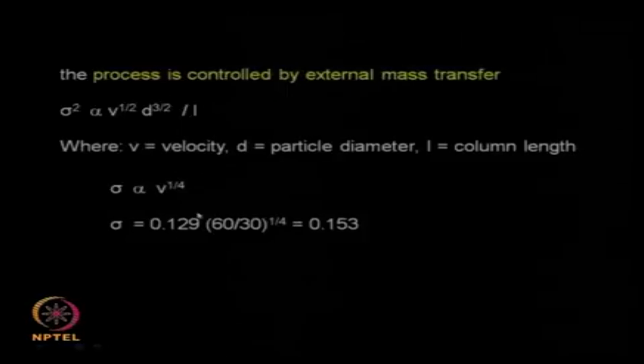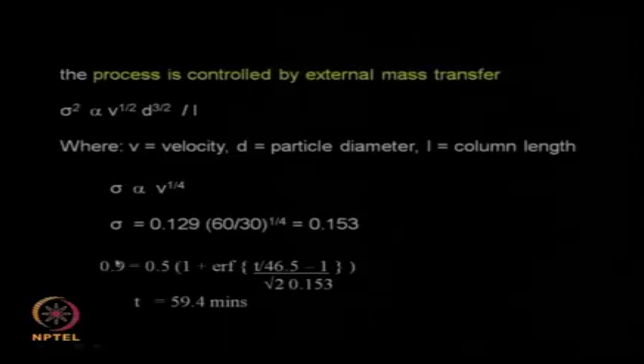So same thing, original sigma was 0.129, I have doubled the velocity but the exponent is 1 by 4, so my sigma has become 0.153. Now again I make use of the yield equation. 0.9 is the yield I would like to have, T naught is reduced from 93 to 46.5, sigma has increased to 0.153, so I substitute them inside the same yield equation to get a new time, T is equal to 59.4 minutes. You see, depending upon the controlling mechanism you will require different times for collecting your effluent to achieve a yield of 90%.